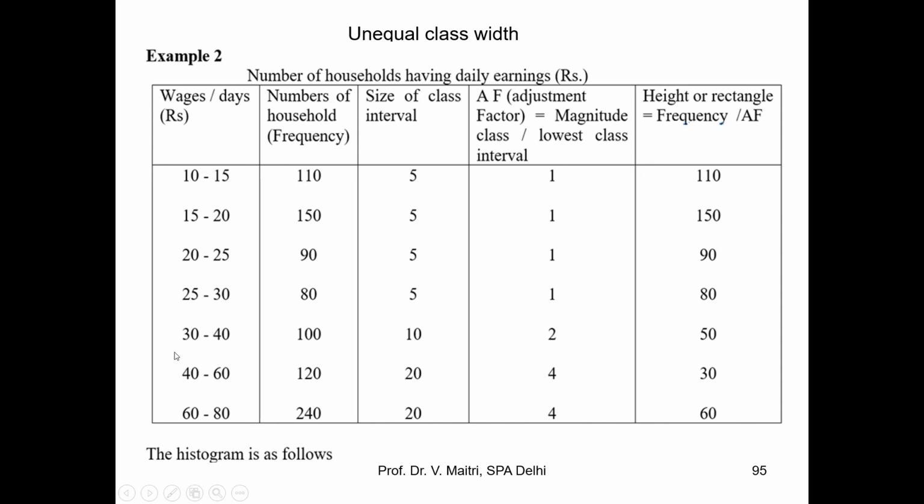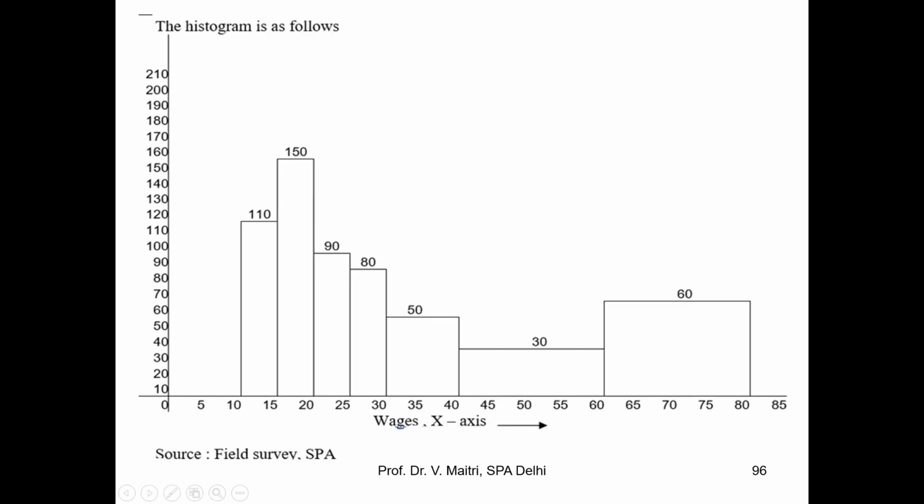And mind it, our class interval will play an important role when we draw the histograms. Just see, wages we are giving and the values we are giving. These are equal class intervals. And here just see 30 to 40, 50; 40 to 60, 30; and 60 to 80, 60. So that's how we have an unequal class width interval. We can draw the histogram like this.